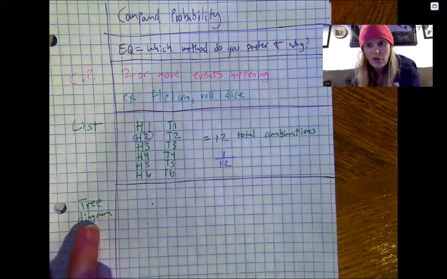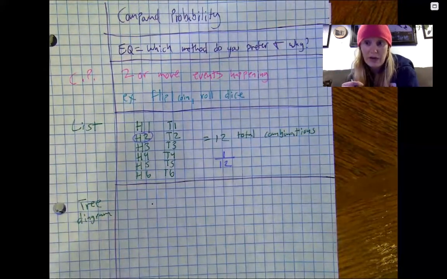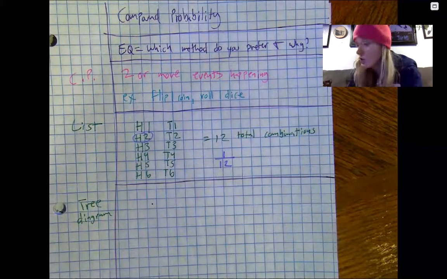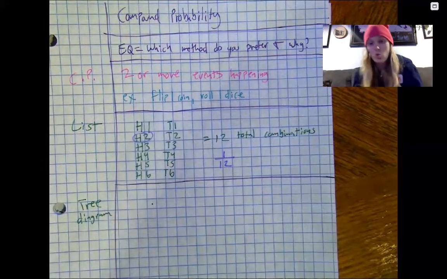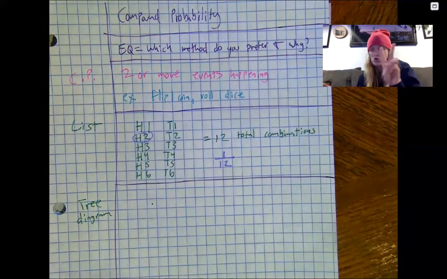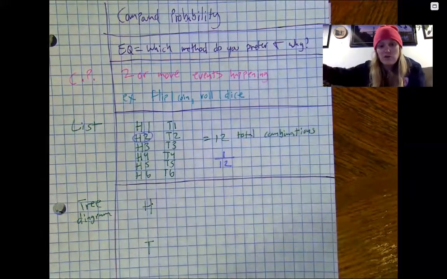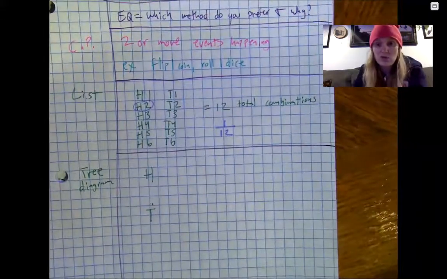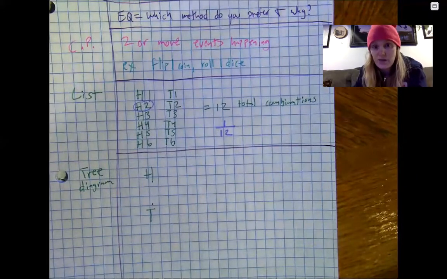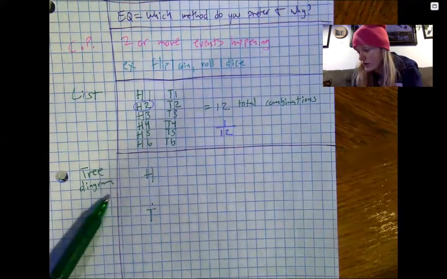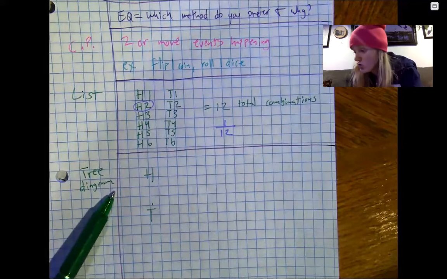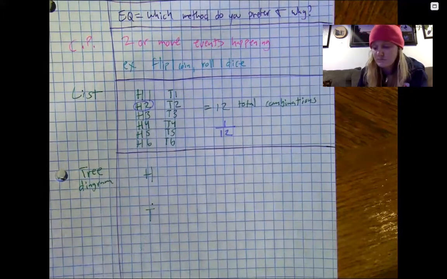So in a tree diagram, you pick one of your things that you're looking at. The first thing we looked at was flip a coin. So when you flip a coin, you have 2 options: a heads or a tails. So the first thing you do is list out those 2 first options, so that you can either go heads or you can go tails.